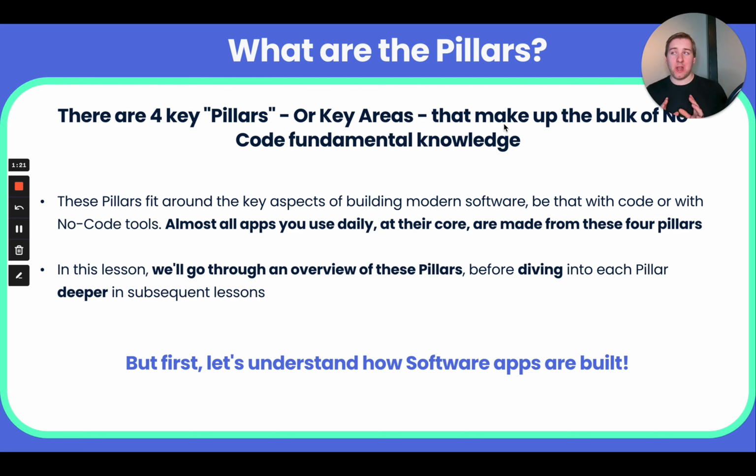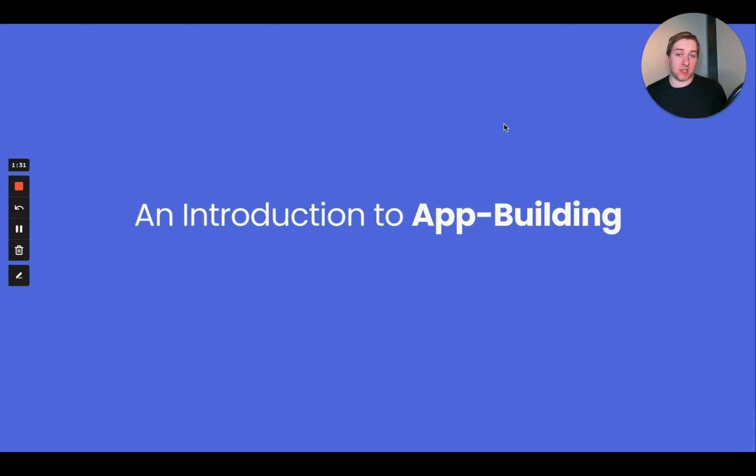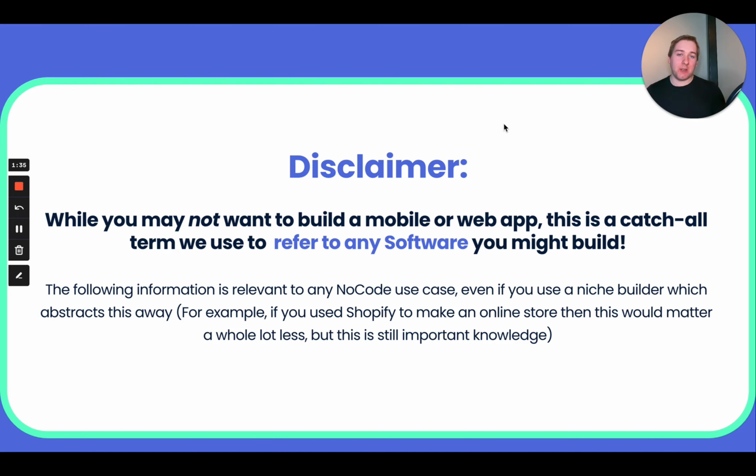Now, as I mentioned, these pillars cover software today and apps that are out there already. So before we get into the pillars, first we're going to take a look at how modern apps are built and what they consist of. So we're going to start with an introduction to app building. Now, bit of a disclaimer, I'm going to use apps as a general catch-all term for software. It's shorter to type, easier to say than software is. And maybe you're not building a mobile app, maybe you're not building a web app, but this is still going to be applicable to you.